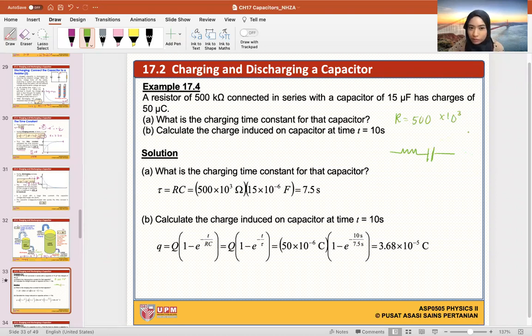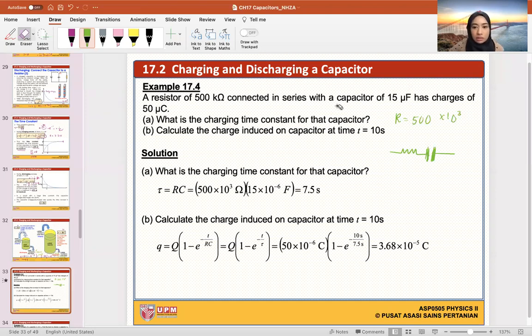Capacitor looks almost like a battery, but they have the same length. Because why? Two plates. Remember, we have two plates. That is the symbol for a capacitor in a circuit. Whereas a battery looks like this, positive, negative. Not reversed, just different.